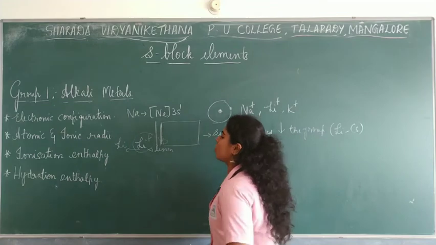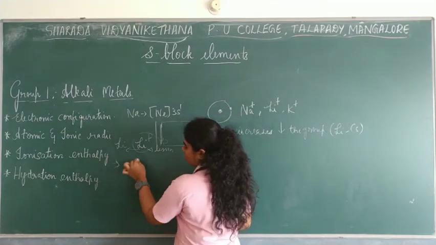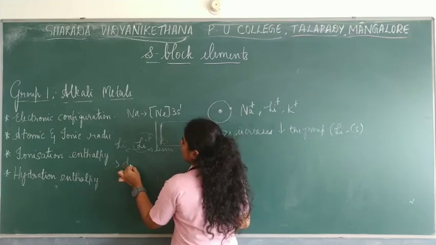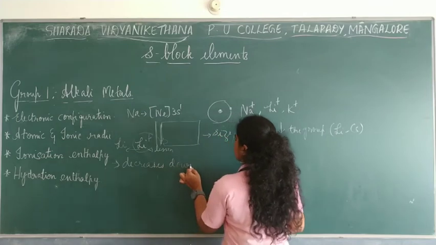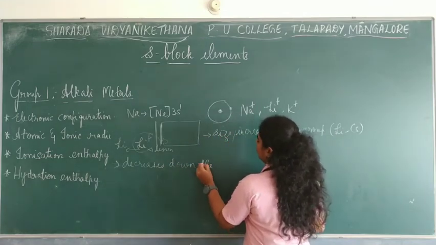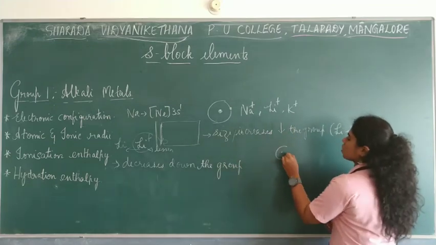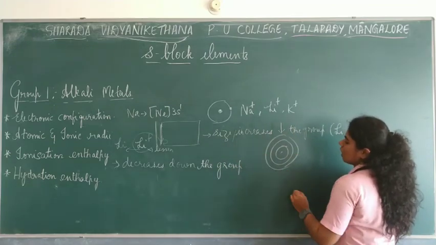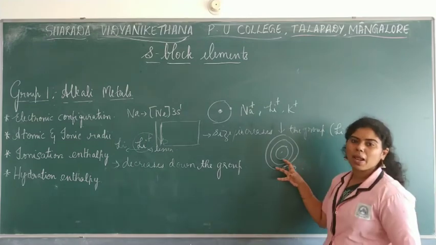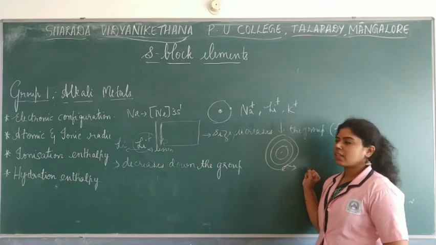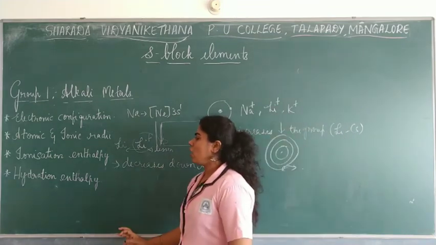It's the opposite of atomic radius. So whatever energy you require in order to remove an electron, it decreases down the group. Decreases down the group. So what happens here? As the shells keep on increasing, the electron which is present over here can be easily removed. You need not supply much energy in order to remove them. That's what it says. So ionization enthalpy decreases down the group as you go on.